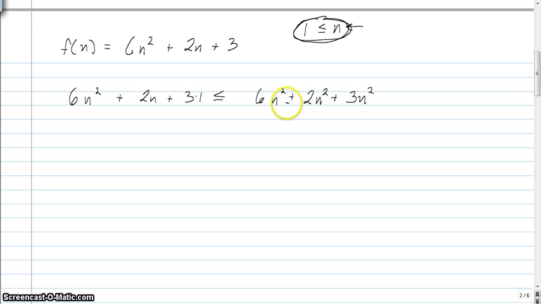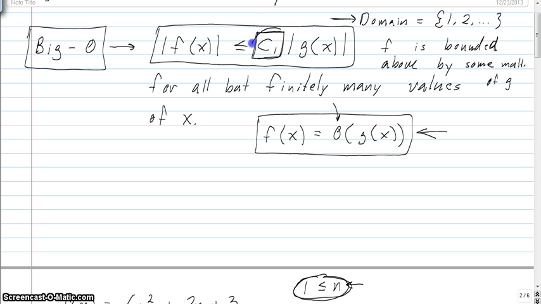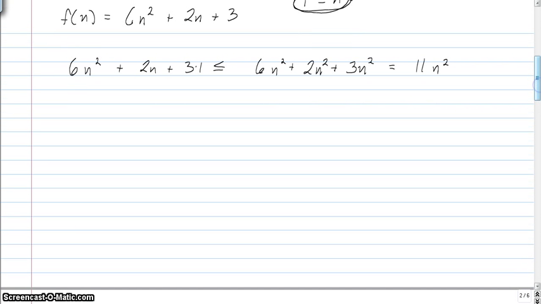Okay, and the reason I did that is because that transformed these all into like terms. So I've got 6, 7, 8, 9, 10, 11 n squared. And so what I've done is I've created this form of a constant times some other function g, right? So this is my c1, and this is my function g of n.